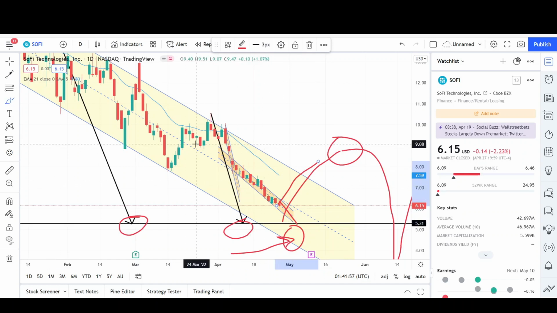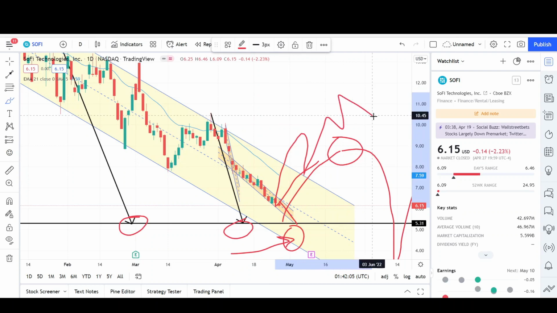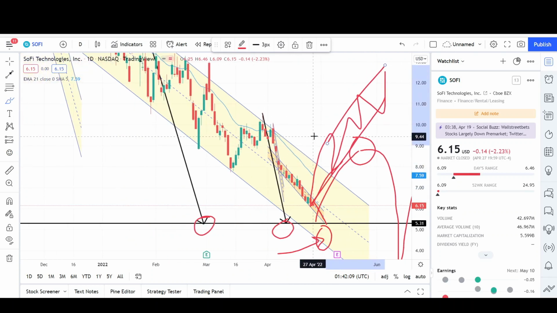If they don't, what will need to change is that we break outside this pattern, we come back to this line right here, which is the resistance line, and we start making higher highs, higher lows. As of right now, we have not done that, so I'm looking for lower price targets. So let's go and wrap this up on the weekly chart.